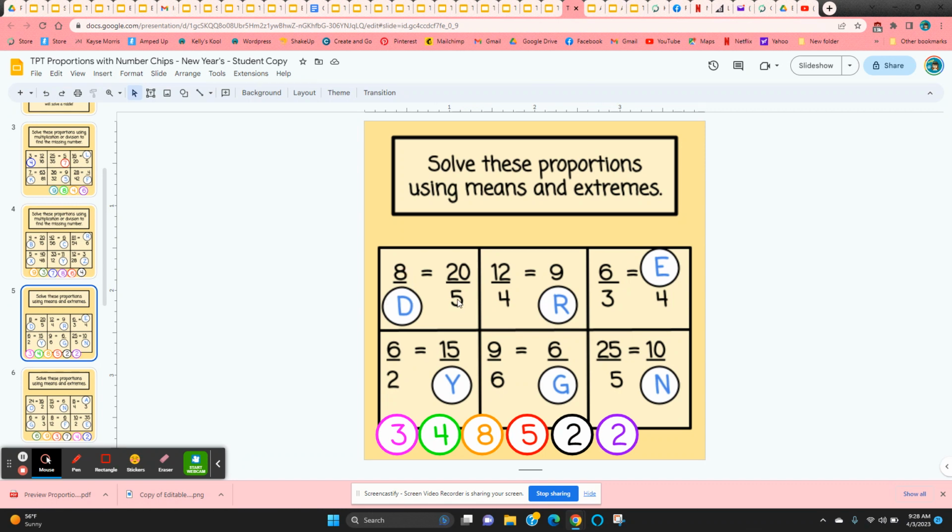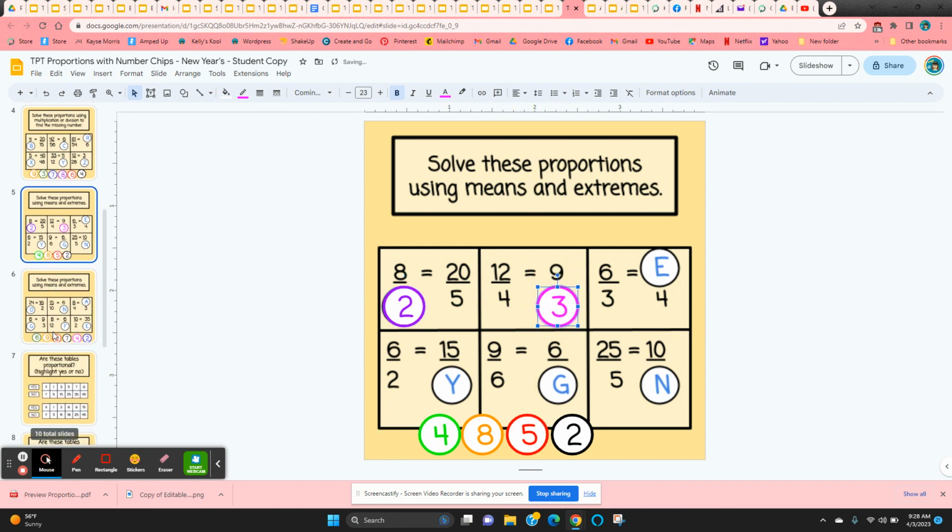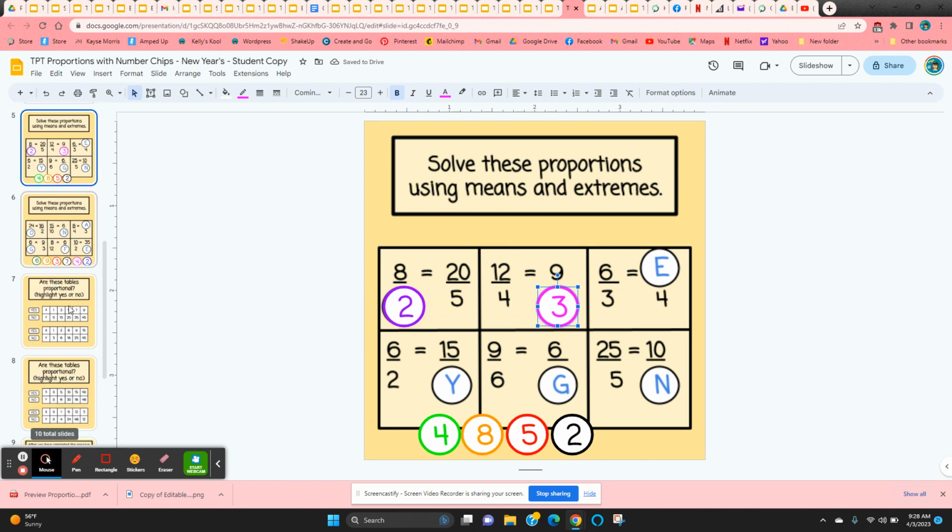So for these, you may point out to the students that the numbers that are diagonal across from each other, if they multiply them times each other, here they will get 8 times 5 is 40, which means in the other diagonal direction multiplied will also equal 40. So 20 times 2, that would make this a 2. Here, 4 times 9 is 36, so 12 times what number is 36? So means and extremes on a couple of slides.